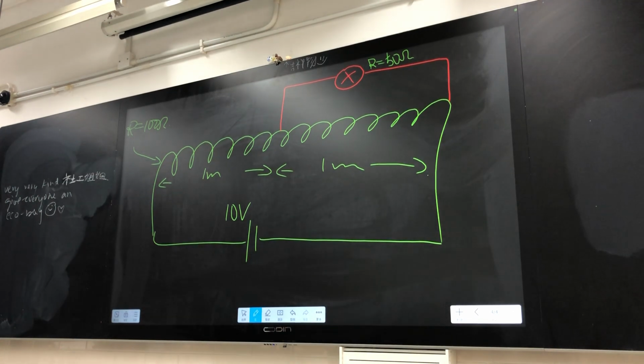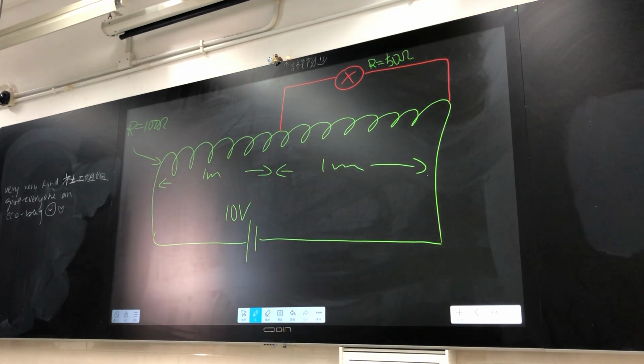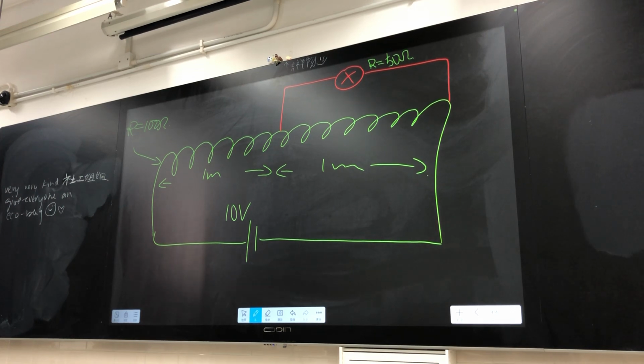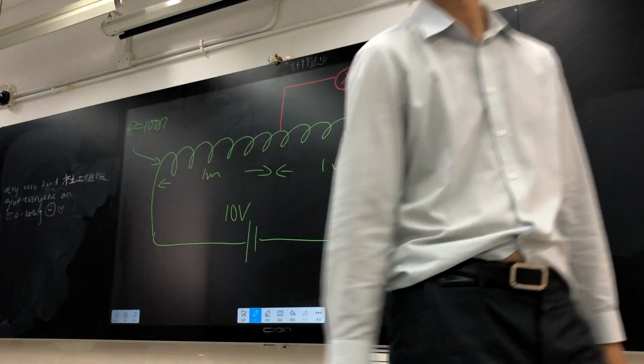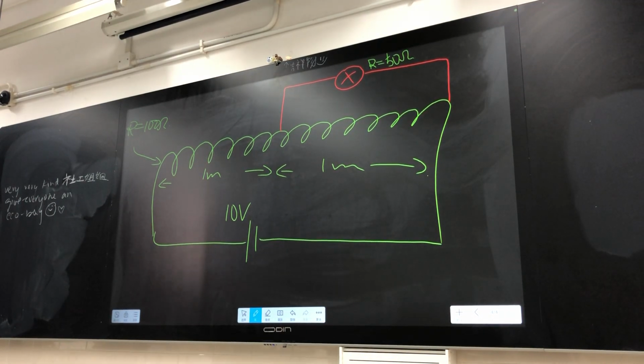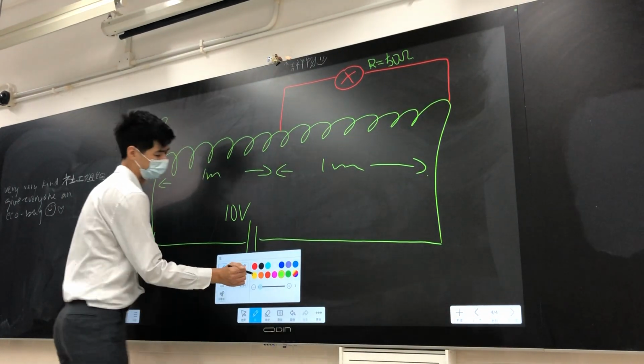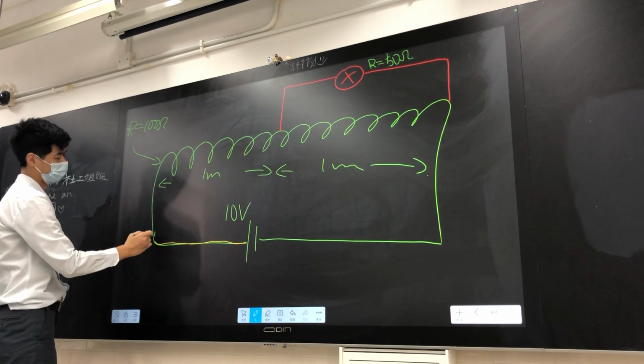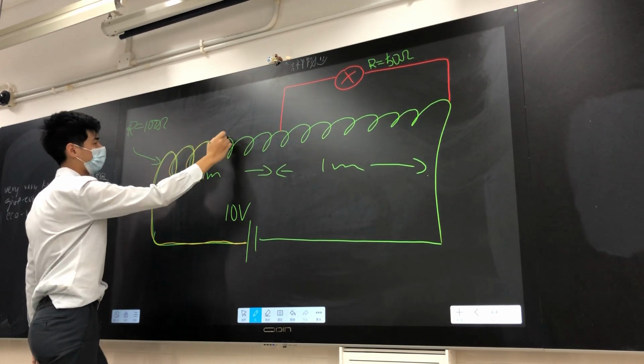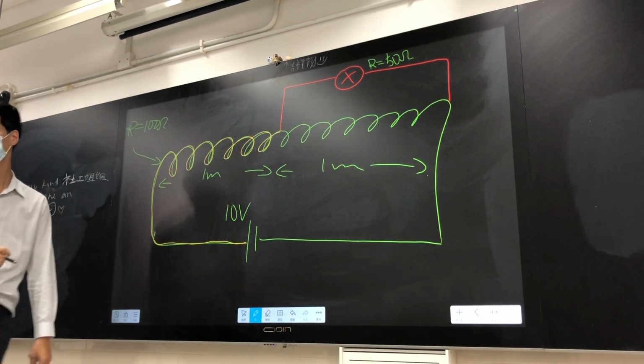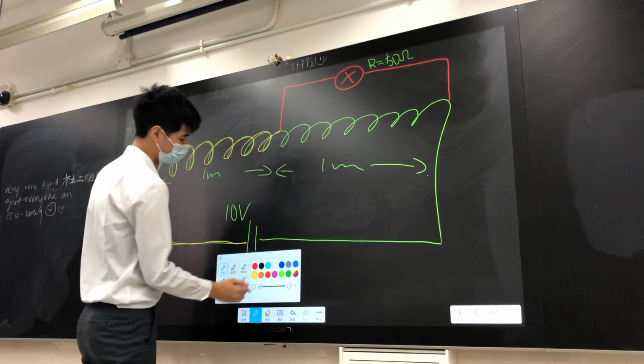Let me go through it first, and then you draw it yourselves. Okay, so when the current passes through here, at the beginning it's obvious that it follows the first part. So at this point, what will happen to the current? It is divided into two parts.